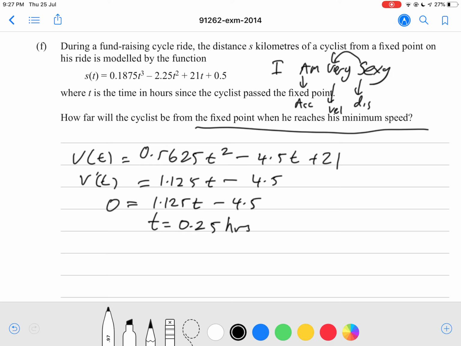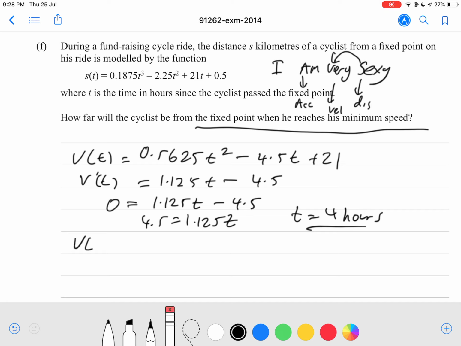No, it's not 0.25 hours. It's 4, isn't it? Sorry, I'm being really stupid today. 4.5 equals 1.125 t. Yeah, it is 4, guys. Sorry about that. That's two mistakes I've made now. T is actually equal to 4 hours. So we just need to substitute into S of 4 to find our distance.